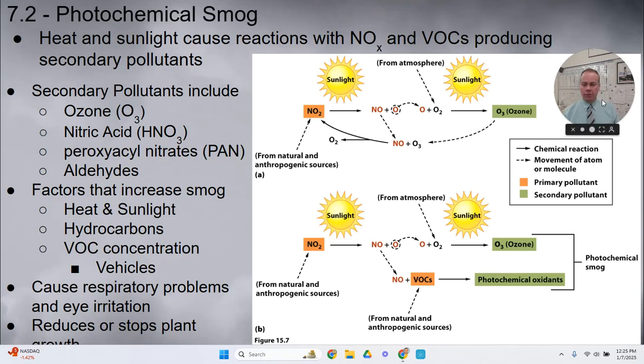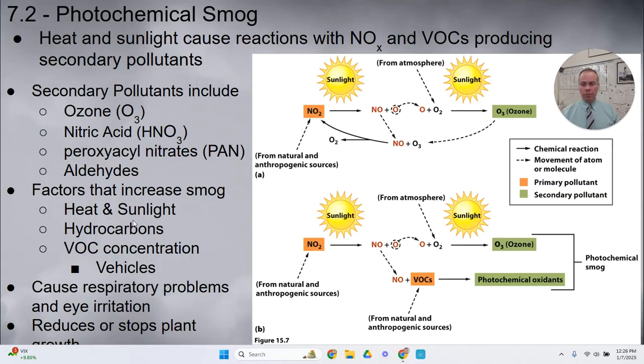But what happens in certain areas when you have large amounts of these volatile organic compounds is shown at the bottom of this model. The same process takes place. Nitrogen dioxide combines and oxygen gets stripped off to form ozone. But when you have VOCs also present in the air, the VOCs combine with the nitrogen oxide and they form the other photochemical pollutants, the photochemical oxidants. The mixture of those photochemical oxidants and the ozone is what we call photochemical smog.